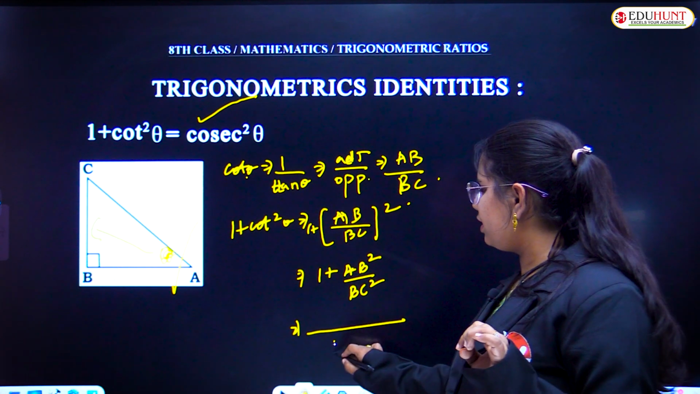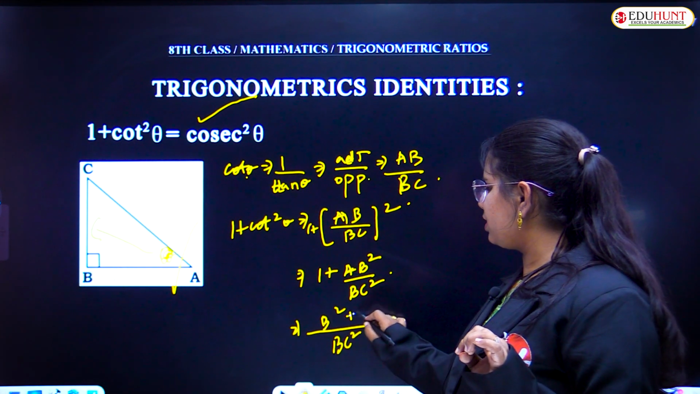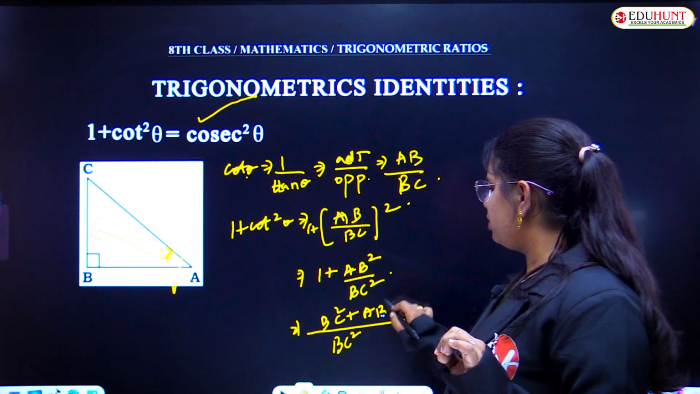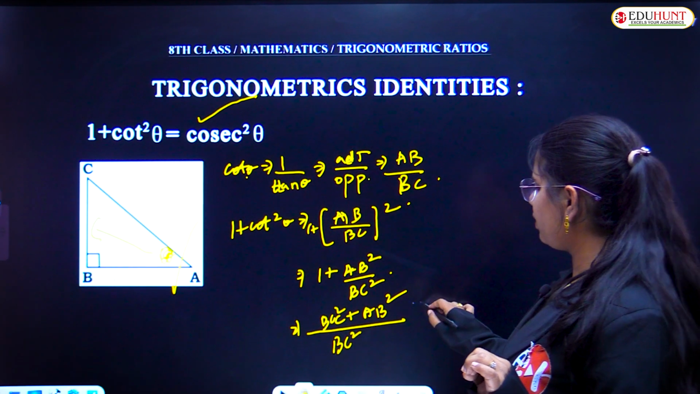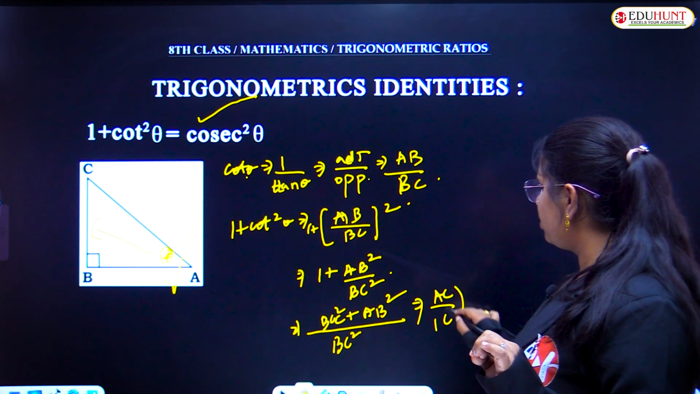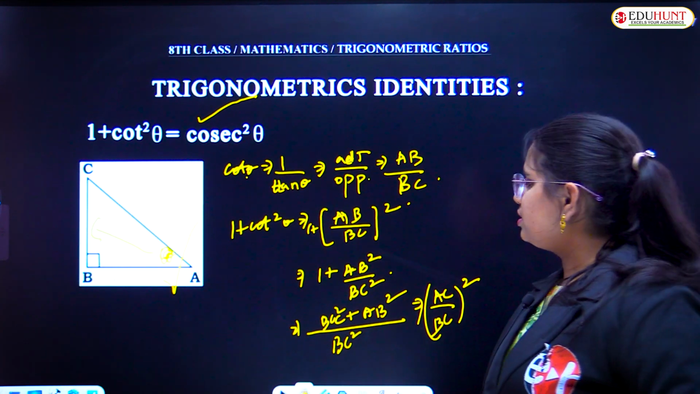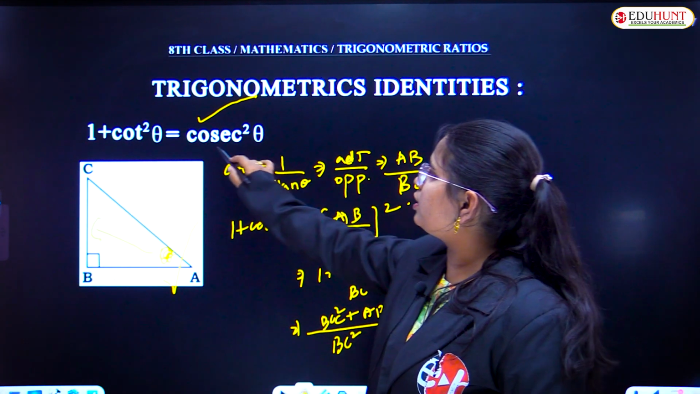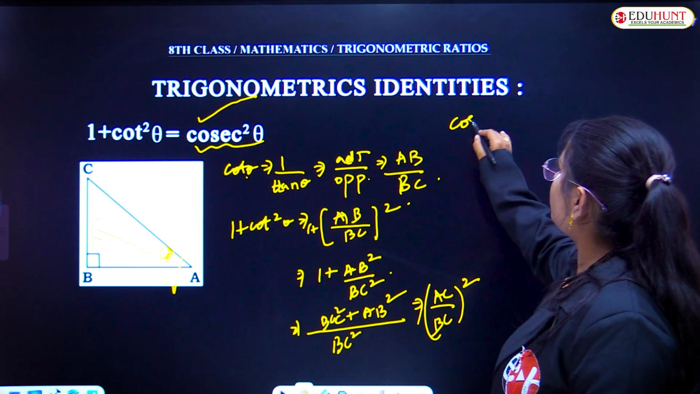Take out the LCM. Again you will be left with BC square. So BC square plus AB square, which by Pythagoras theorem is equal to AC by BC whole square. AC by BC whole square. So now this should be equal to cosecant square theta. Am I correct?